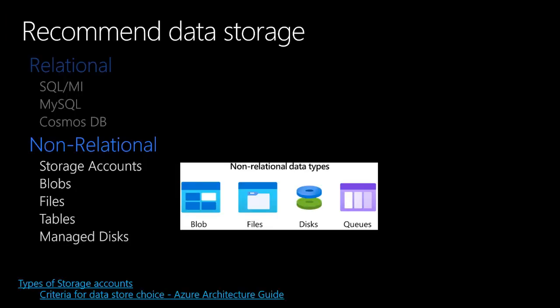Hot access tier. By default, new storage accounts are created in the hot access tier. That's a good point to note for the exam. The hot tier is optimized for frequent reads and writes of objects in the storage account. The hot tier has higher storage costs than cool and archive tiers, but the lowest access costs. A good usage case is data that is actively being processed.